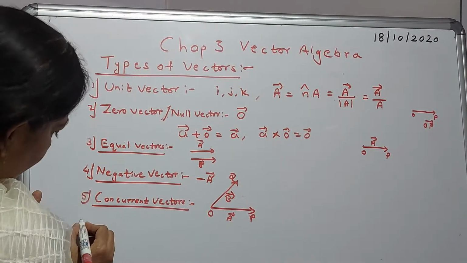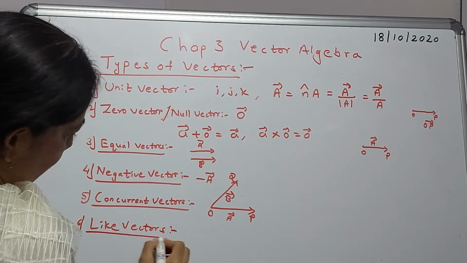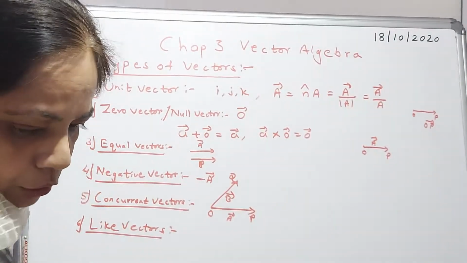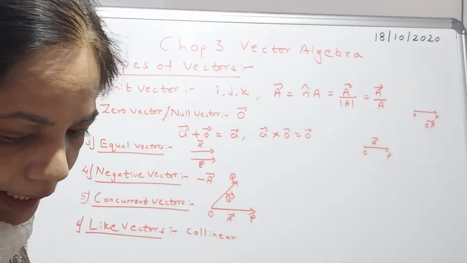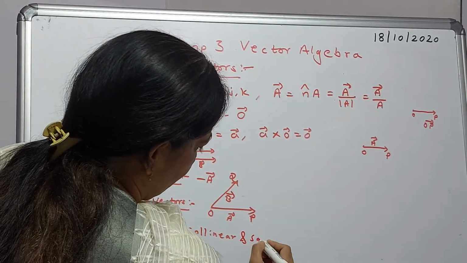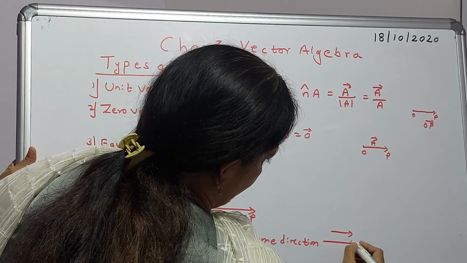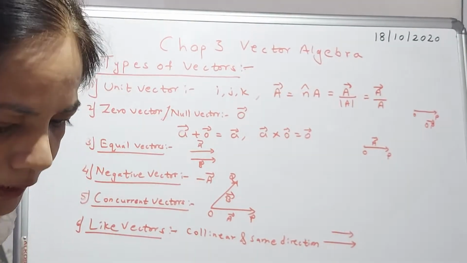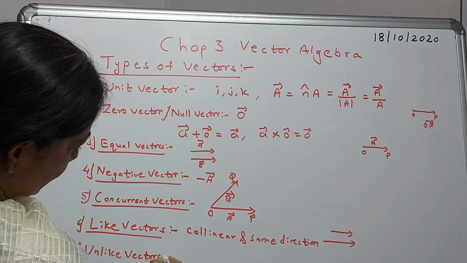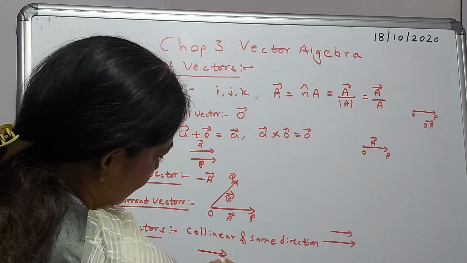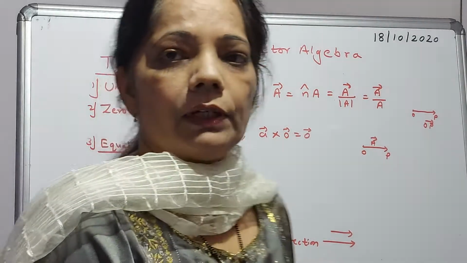Next is like vectors, L-I-K-E. What are these like vectors? Like vectors are the vectors which are collinear and have the same direction. Correct? Same direction and they are collinear. Next will be unlike vectors. As the name says, they are not alike, which means one in this direction, other in this direction. So collinear, but they will be in the opposite direction. That's the definition as far as unlike vectors are concerned.